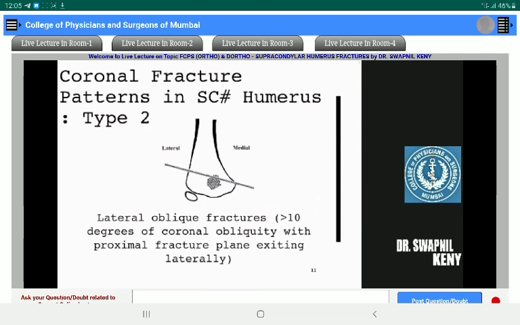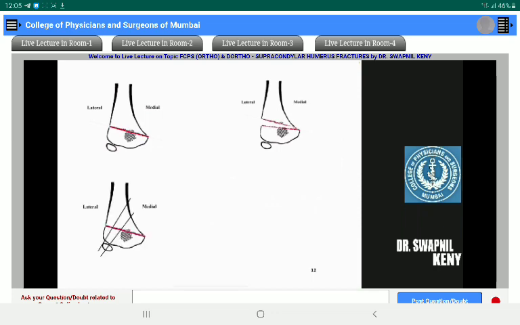The second type is a lateral oblique fracture pattern in the coronal plane, wherein there is more than 10 degrees of coronal obliquity with the proximal fracture line extending laterally. Now, this is a little different from the transverse fracture. So this is what the fracture looks like. This is how it opens up, and it can displace medially, it can angulate medially, it can angulate anteriorly or posteriorly based upon the mechanism of injury.